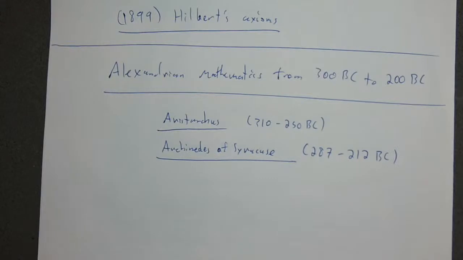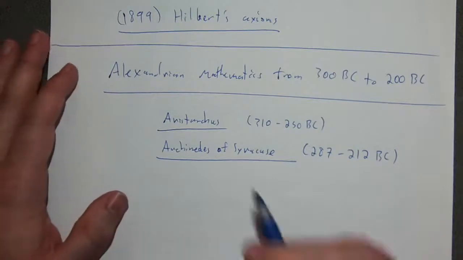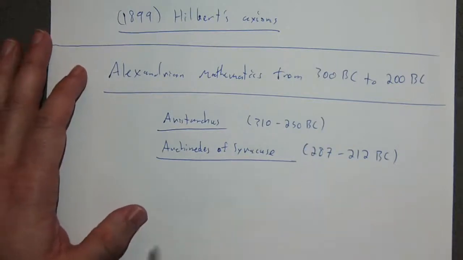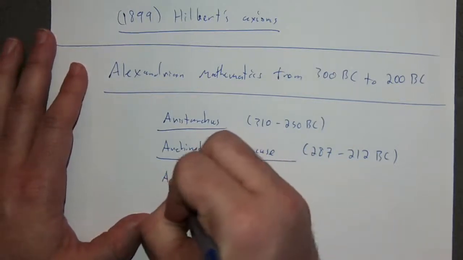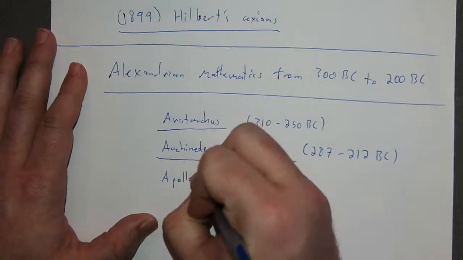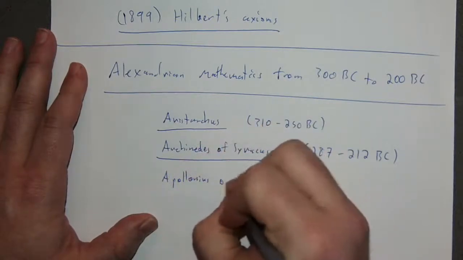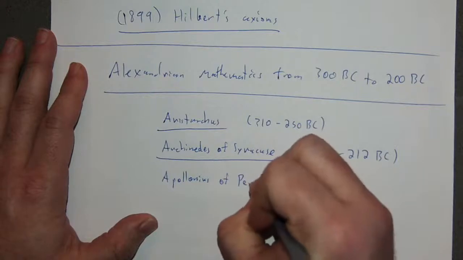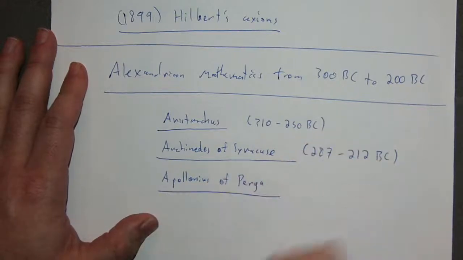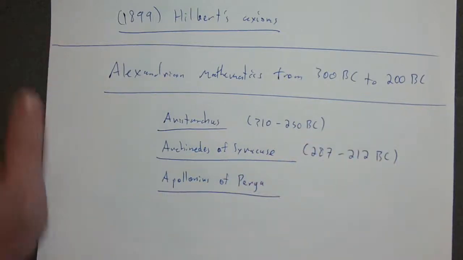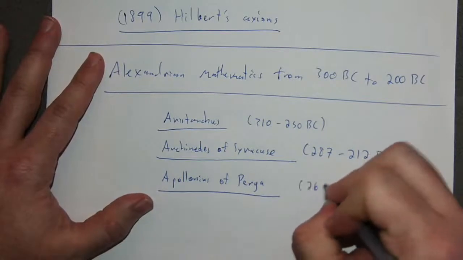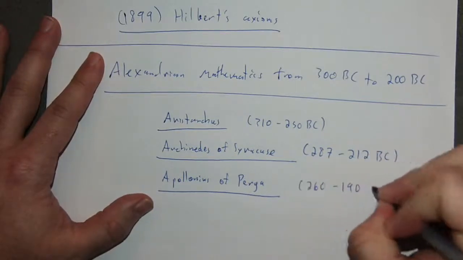I'll talk more about that when I talk about Archimedes, because I have a ton to say there. He died during the Second Punic War, which is my favorite time in history. In all of history, the Second Punic War is my absolute favorite little window. There's Apollonius of Perga, who lived from 260 to 190 BC.